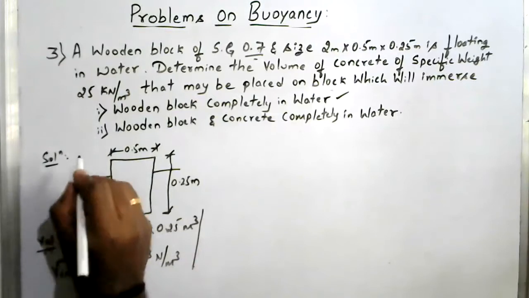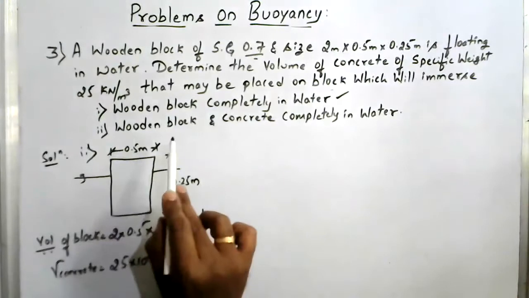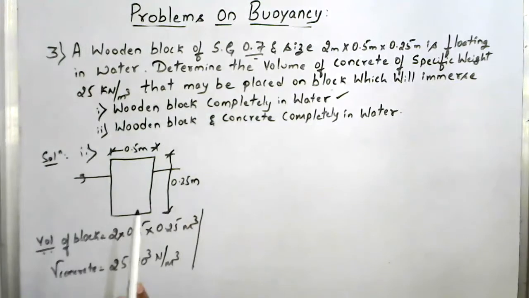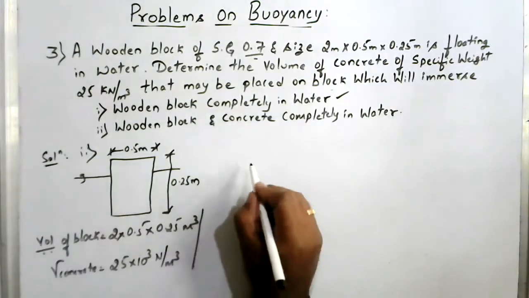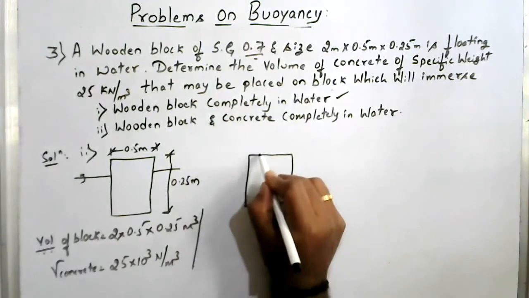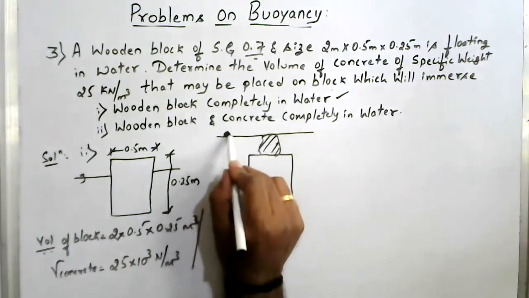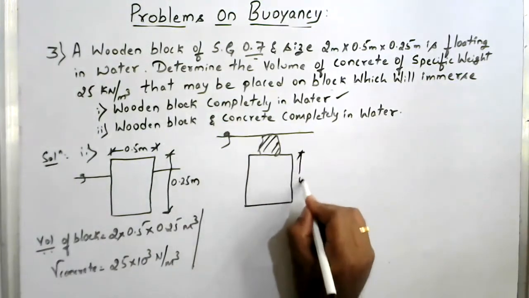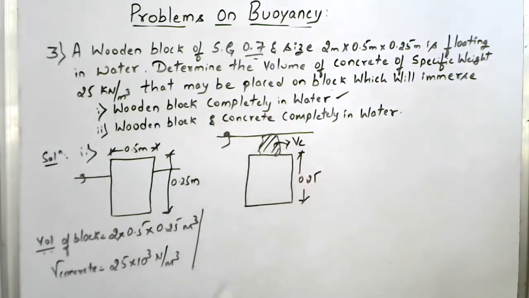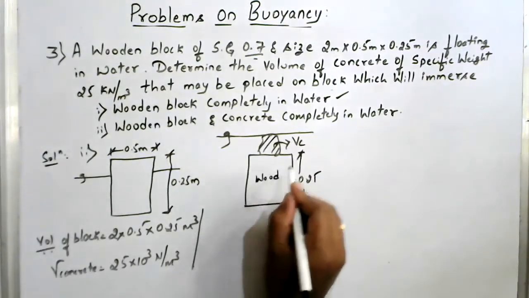Now the second case. Okay, so what is the second case? Wooden block and concrete completely in water. You have to find the volume of the concrete such that both wood as well as the concrete are completely in water. This is the wooden block, this is the concrete. Now both are completely immersed in the water. This depth is 0.25. You have to find what volume of concrete is required such that both wood as well as the concrete will be under the water.